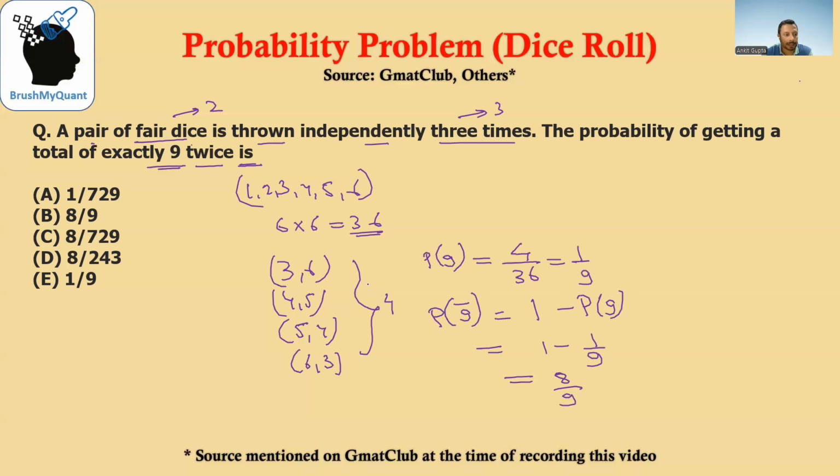Now we have to get 9 exactly twice, right? That means 2 cases will get 9. So we'll have 1 divided by 9, which is the probability of getting a sum equal to 9, multiplied by another case where we'll get the sum equal to 9, and the third case where we are getting the sum not equal to 9. So if we do this, we get the answer as 8 divided by 729, which is option number C.